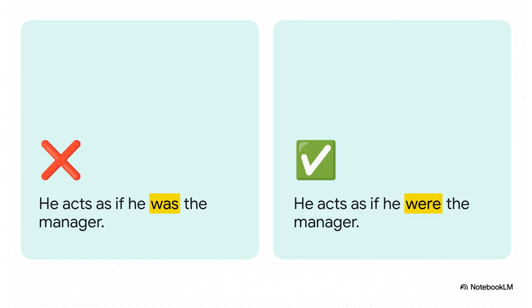Now, what's really fascinating here is the use of the subjunctive were instead of was in formal English. This is a classic C2 level up. Because as if introduces an imagined or unreal situation, he isn't actually the manager, we use the subjunctive mood. While you might hear as if he was in casual everyday speech, if you are writing an essay or speaking in a professional setting, swapping was for were instantly signals that you have a masterful grip on English grammar.